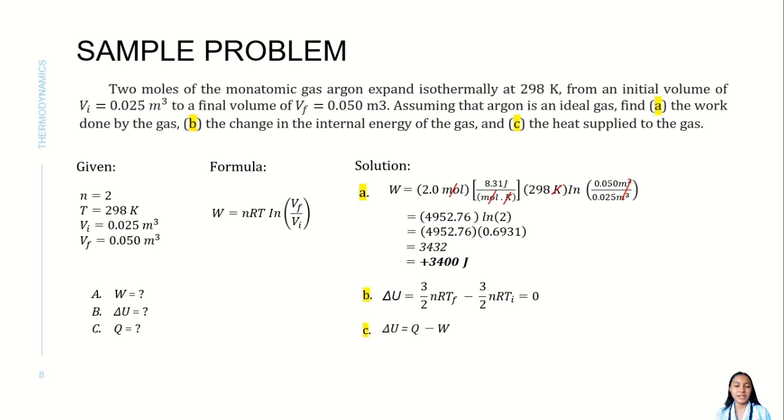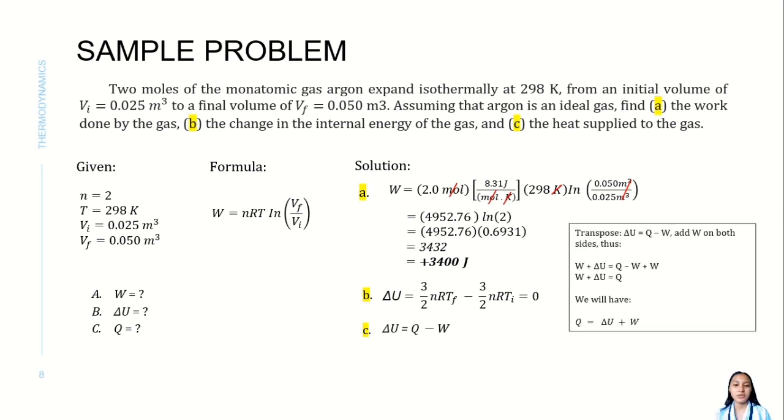For the heat supplied to the gas, using the first law of thermodynamics, delta U is equal to Q minus W, we are going to transpose and add W on both sides, so we will have Q is equal to delta U plus W. We're going to substitute the given: 0 for the change in internal energy plus the work done, which is 3,400 joules. Then we will come up to a positive 3,400 joules.